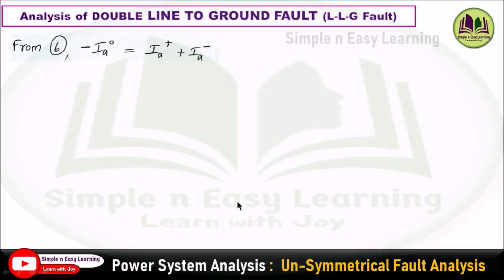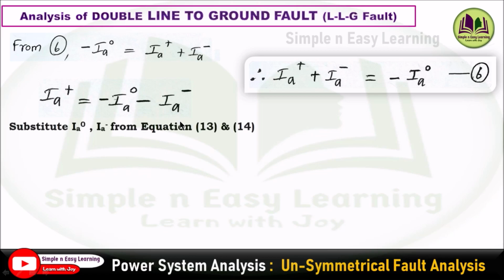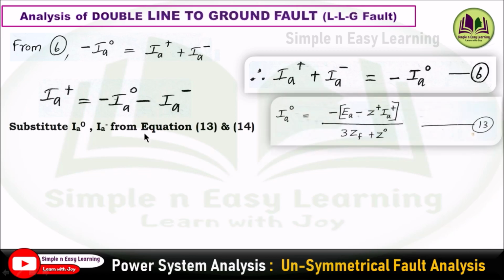So we determined both the currents IA0 and IA minus. Now we are going to determine IA plus. From equation 6 we got minus IA0 equal to IA plus and IA minus. We know IA minus and IA0, so we are going to find IA plus. So IA plus equal to minus IA0 minus IA minus. So substitute IA0 and IA minus from equations 13 and 14.